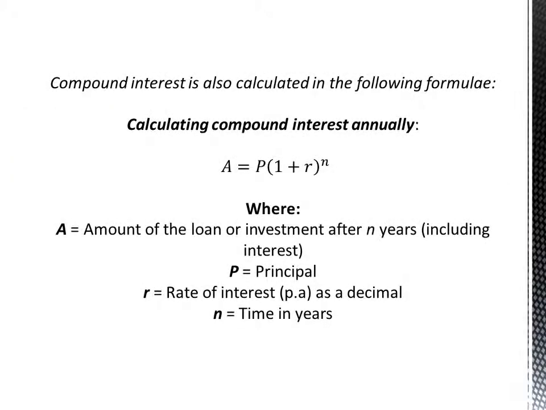Compound interest is also calculated in the following formulae. Calculating compound interest annually. For this, we use the following formula. A equals P in brackets 1 plus R to the power of N, where A equals the amount of the loan or investment after N years, including interest, P equals the principal, R is the rate of interest per annum as a decimal, and N is time in years.